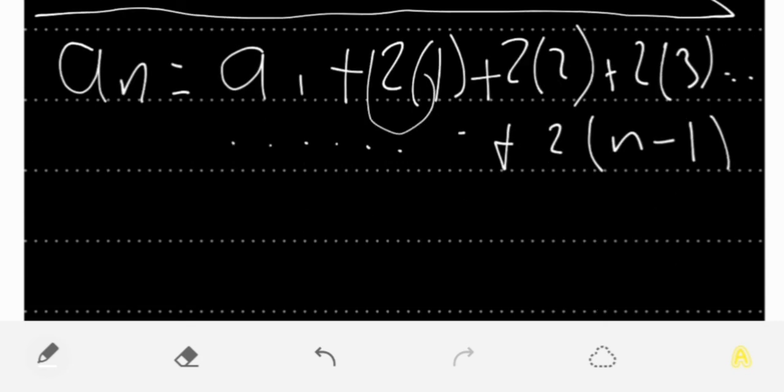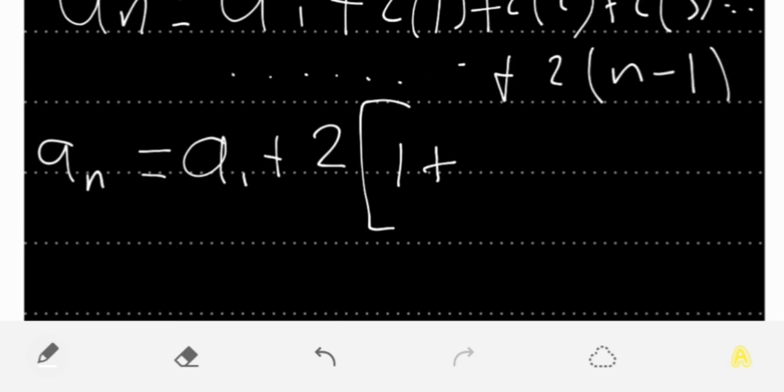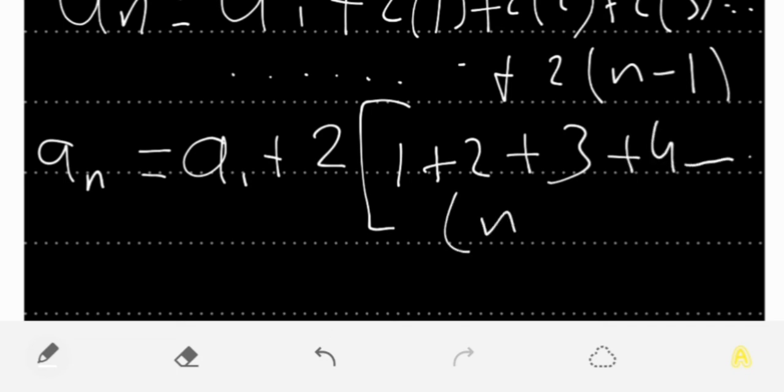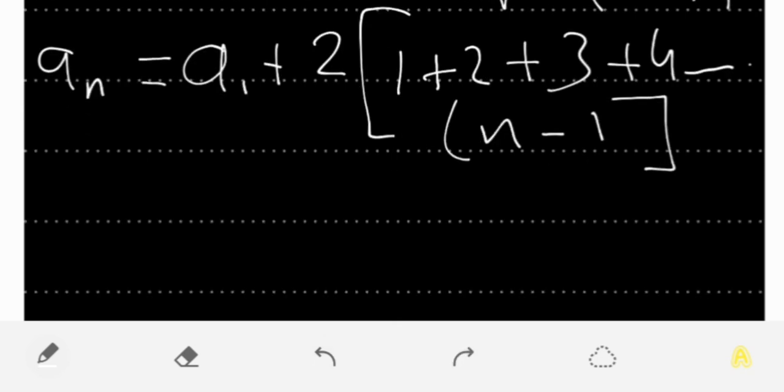So I'm going to take the 2 outside in this part over here. So a sub n is equal to a sub 1 plus 2 times, and here we'll have 1 plus 2 plus 3 plus 4, and it goes forward until n minus 1. I just took this 2 outside. If you multiply this 2, you'll get back to where we had. So notice that this part over here is a sum of an arithmetic progression.